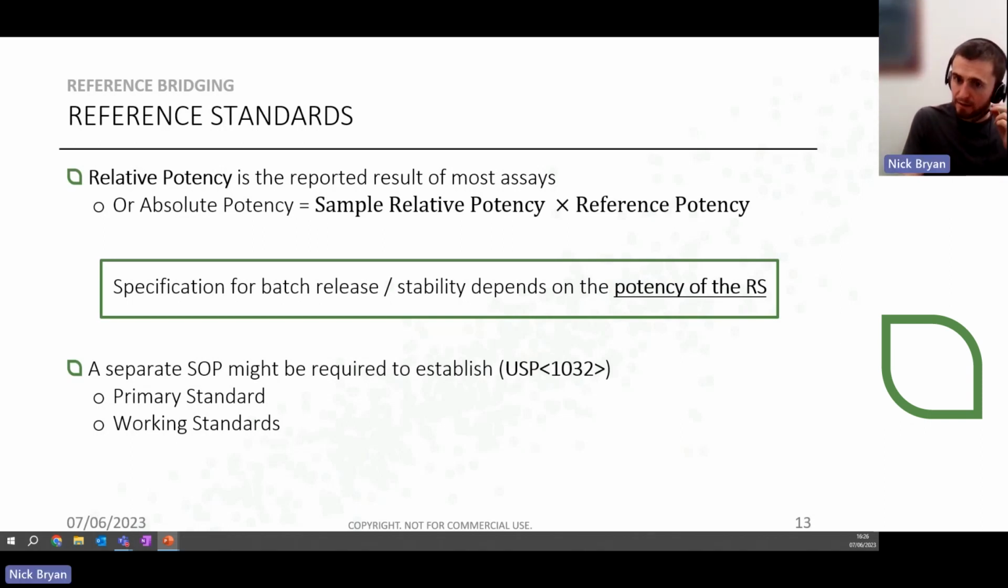It's fairly common as well to have separate procedures for establishing either the primary standard or the working standard, because sometimes our manufacturing process can be different when we are running a routine assay and wanting to generate a new working standard, compared to when we first established our primary reference standard. And that is covered within USP 1032.